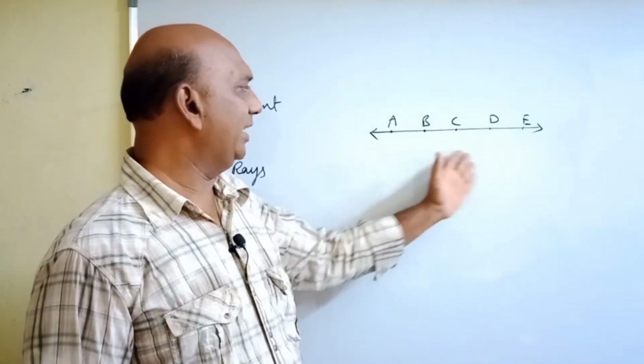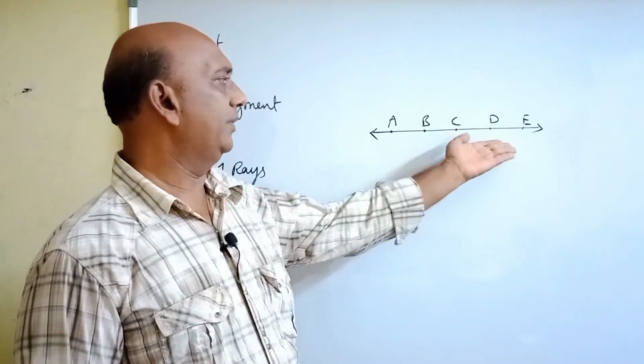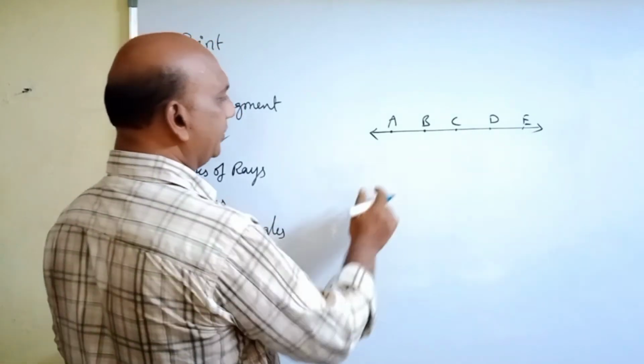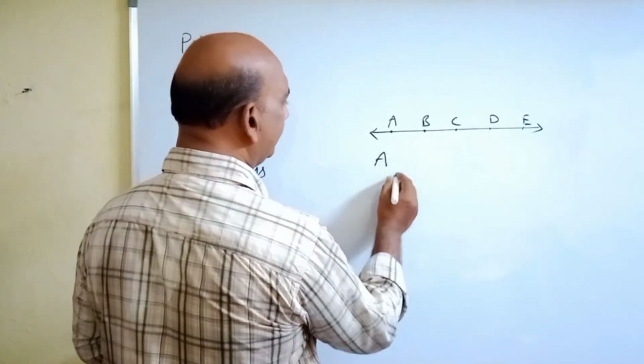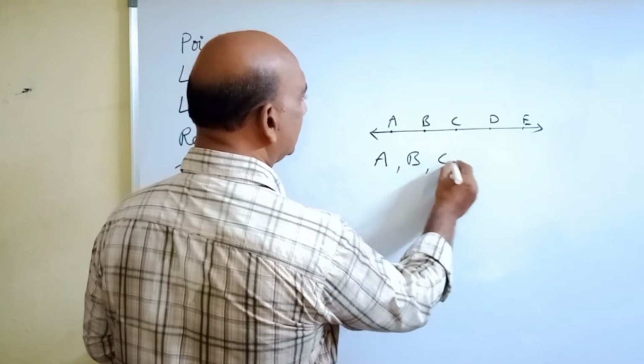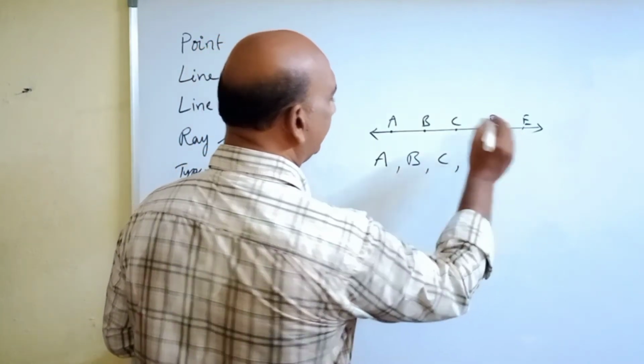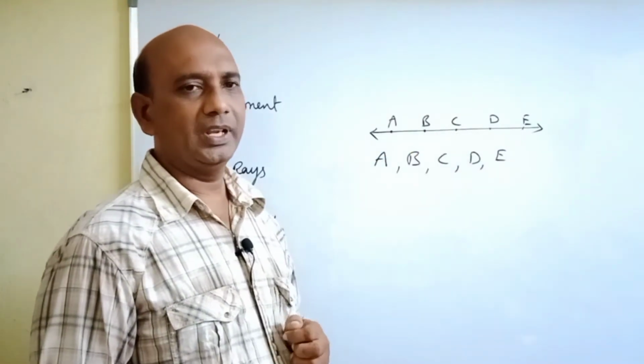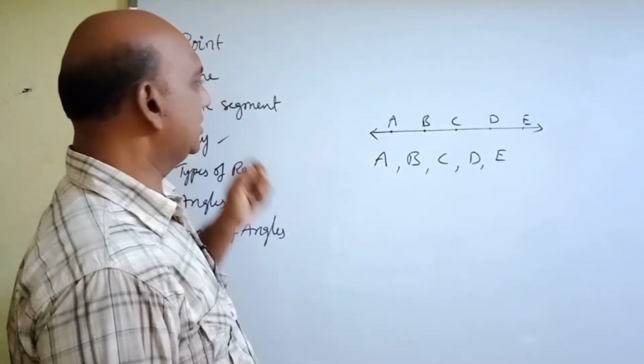So this is a line given, and on it different points are given. What are the points in this figure? Point A, point B, C, D, E. These are the points given in this figure. And then lines.